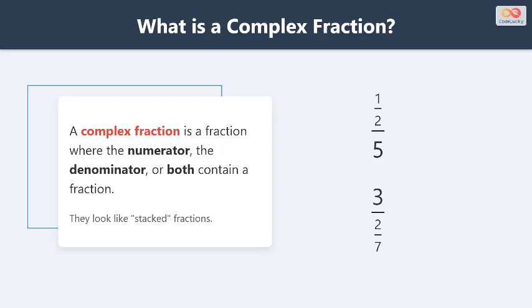So, what exactly is a complex fraction? It is simply a fraction where the numerator, the denominator, or both contain another fraction. As you can see in the examples here, they look like stacked fractions. You might have 1/2/5 or 3/2/7.